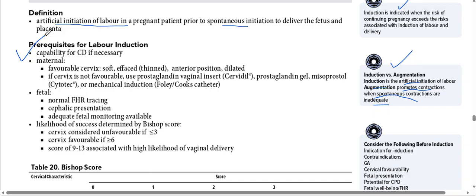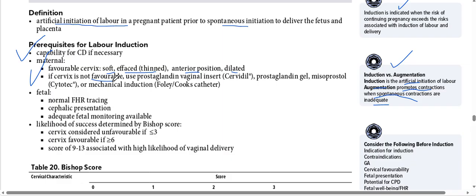Then the maternal factors: the cervix should be very favorable. It means it should be soft, effaced or thinned, in the anterior position, and dilated. So the cervix position should be anterior, its consistency soft, thinned and dilated. And if the cervix is not favorable, and we know the favorability of the cervix can be determined with the help of the Bishop score.